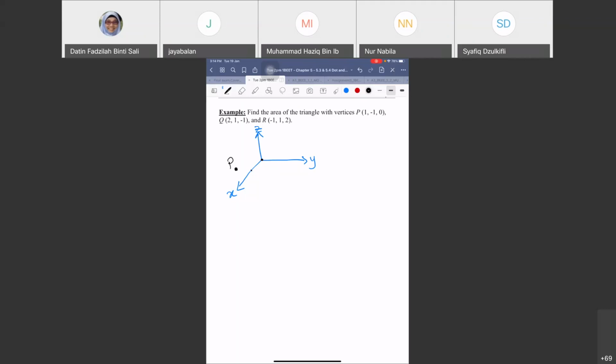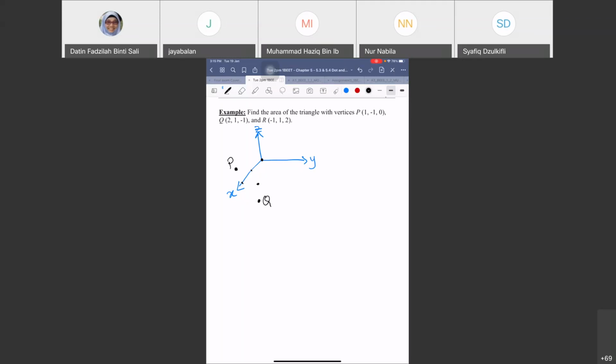Q is again from the origin. Q is (2, 1, -1). From the origin, go to the positive x-axis 2 units, and then 1 unit to the right, positive y. Assuming this is the one, that is the point. And then -1, so that means go down 1 unit. Assuming that's the one, this is just a rough sketch, that is Q.